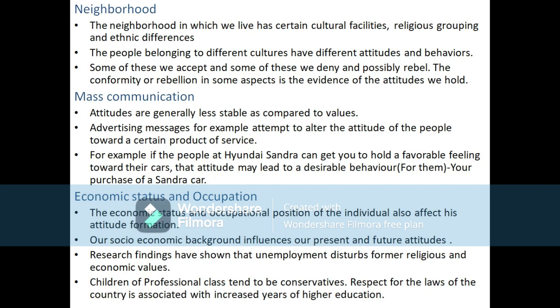Next one is neighborhood. What does neighborhood mean? The neighborhood in which we live has certain cultural facilities, religious grouping, and ethnic differences. The people belonging to different cultures have different attitudes and behaviors. Different cultures have different beliefs, different values, different religious aspects, religious groupings. So by neighborhood also, we will have some attitudes towards their cultures, their religions, their behaviors, ethnic differences. All these create some attitude in us.